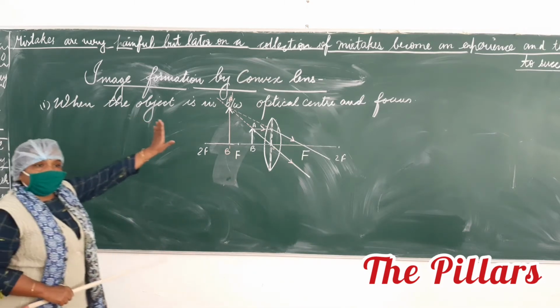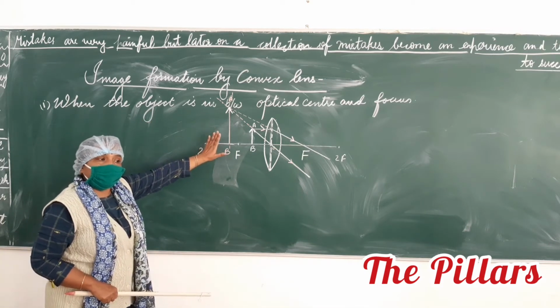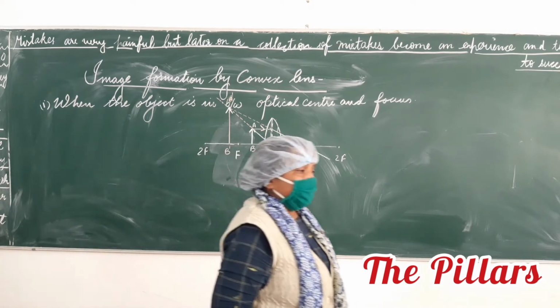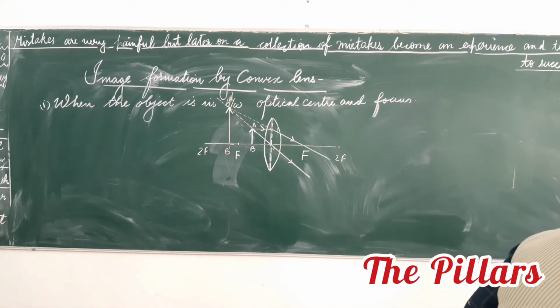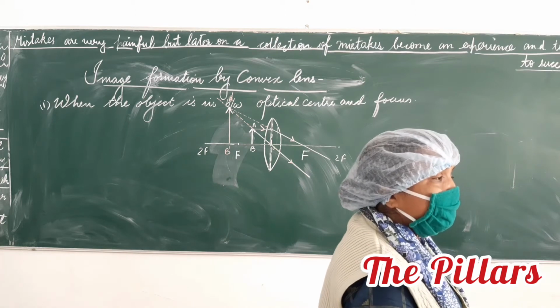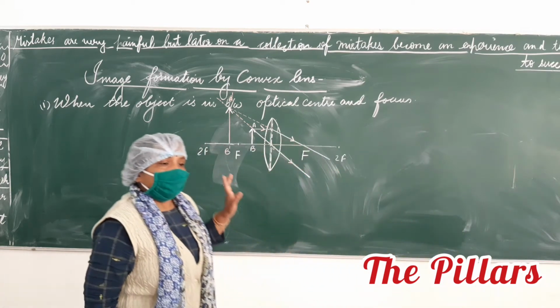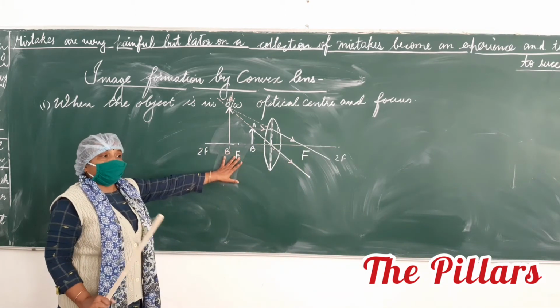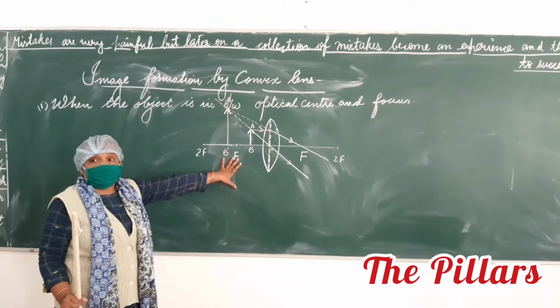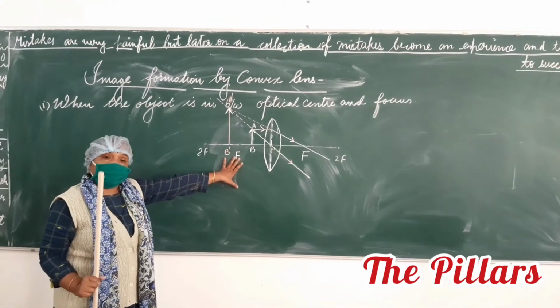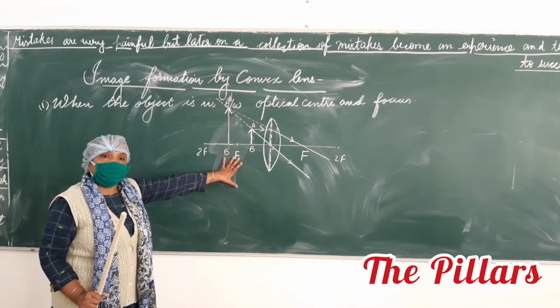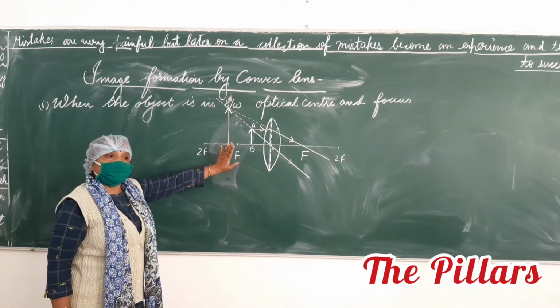Is it clear to everyone? Have you drawn or not? Drawn. Okay. See, no ray diagram will be accepted with pen. You will get no marks for that. You have to use your pencil, ruler, everything.